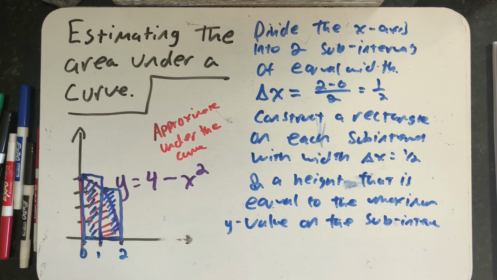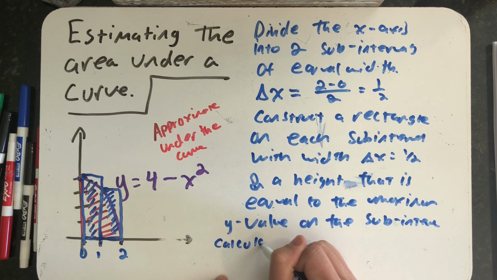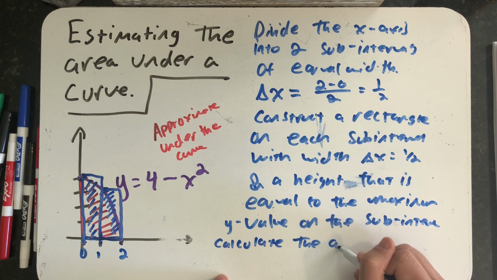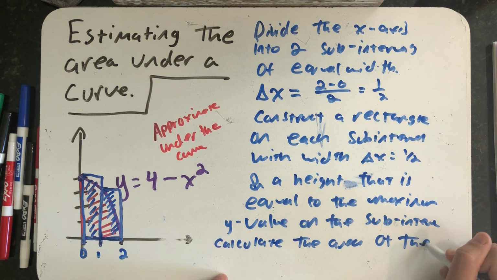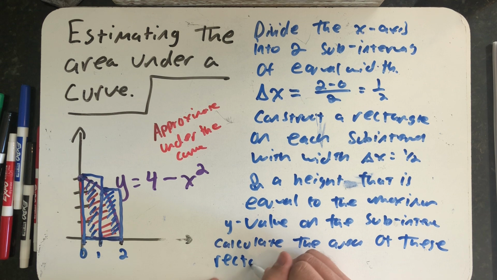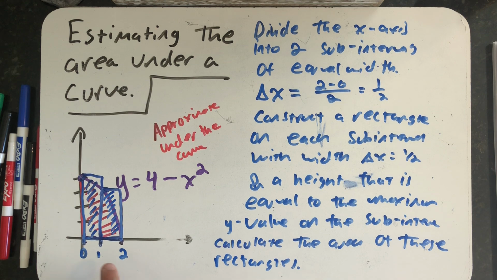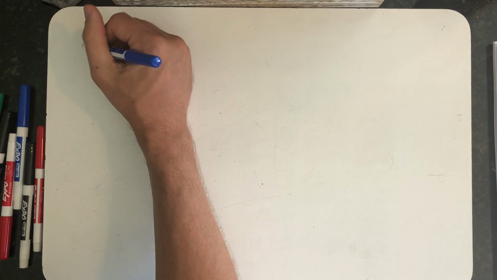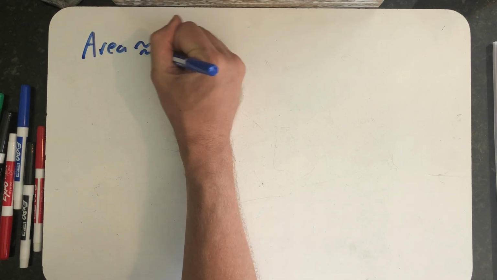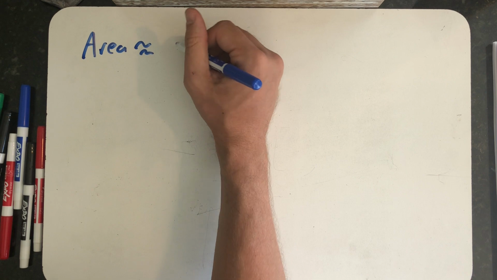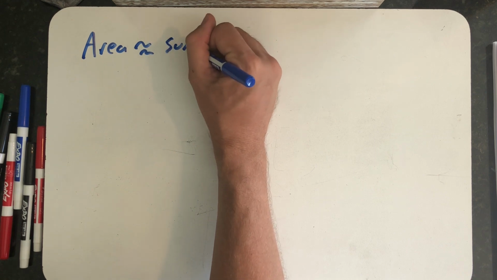What I'm going to do now is calculate the area of those two rectangles. I'll add those two areas together and use that as my approximation, because what I see here is my red area is a little bit smaller than the blue area, right? I see where they overhang, but it is an approximation. So the area will be approximately that sum of rectangle areas.